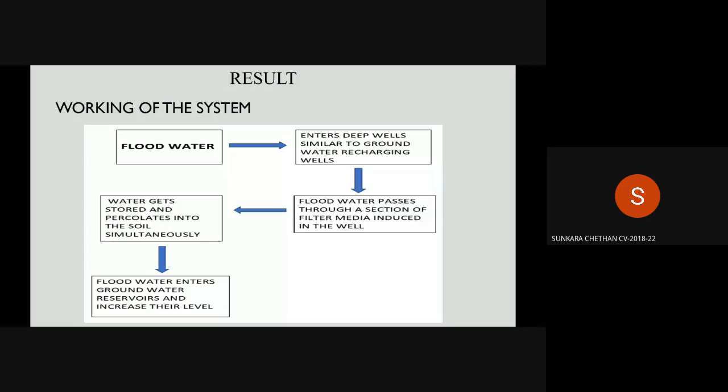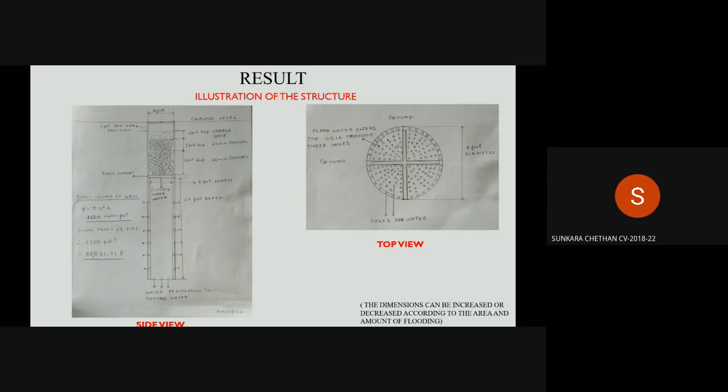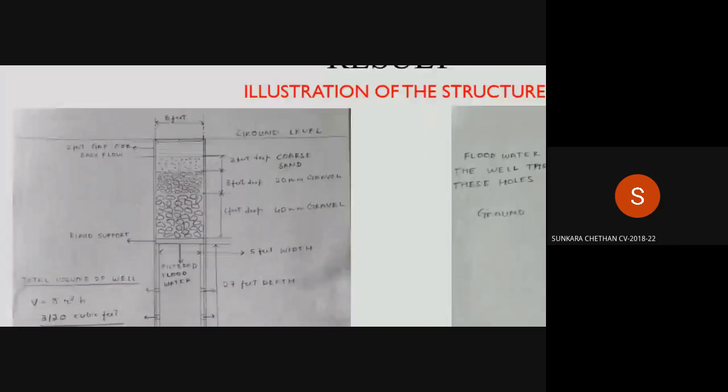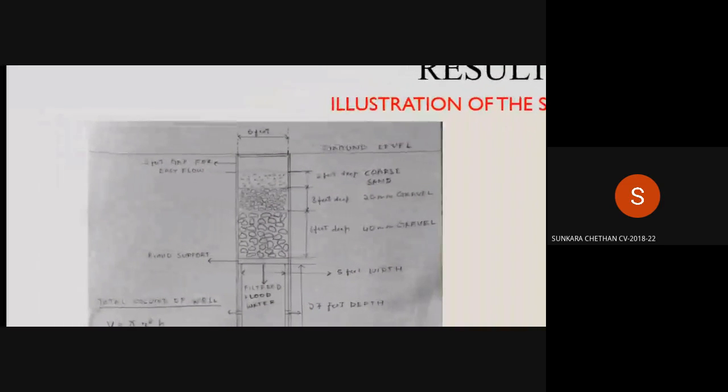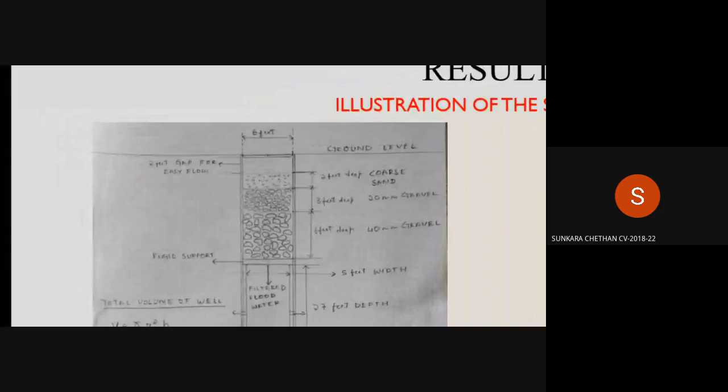This is the illustration of the structure. This is the opening that is present at ground level, and it is empowered with artificial intelligence, which opens up when it senses floods. And this is the filter media through which the floodwater passes under gravitational force.